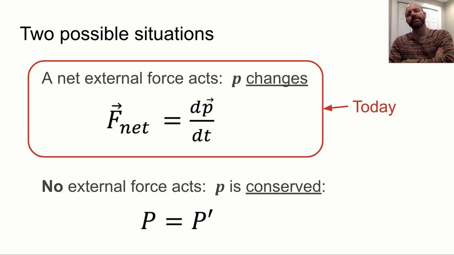Two possible situations, right? If you have a net external force, the momentum changes. And that's Newton's second law. We're going to look at what that is in this video. But then there's also the case where, what if the net external force is zero? Well, then dp/dt would be zero, the momentum would not change, and we would say that the momentum is conserved. And so this will get into the second of the conservation laws that we're talking about.